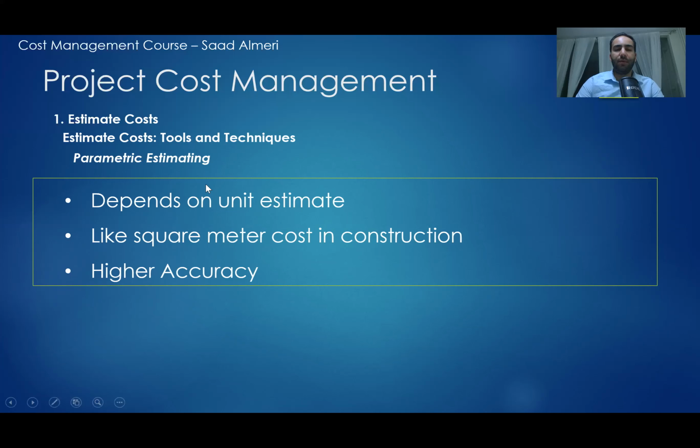We use this when we know more information about the project, when we know more about the quantity in the project, and when we know how much it cost us in the previous project per unit. Then we can use this technique, and it for sure has higher accuracy than analogous estimating, and we use this kind of technique a lot in projects usually.